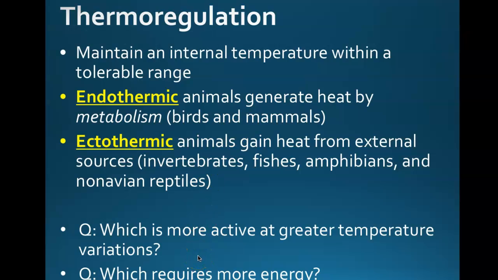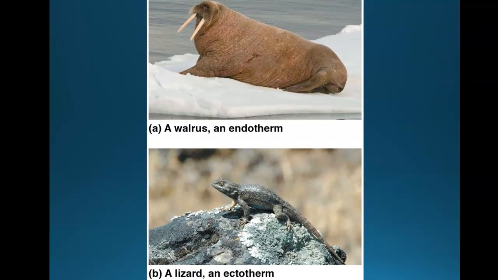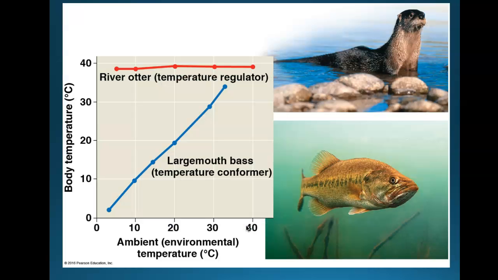Which one requires more energy? Also the endotherm. The endotherm is going to require more energy because that is how it regulates its temperature internally. The ectotherm, when it's cold, is going to slow down and get heat from its environment. All right, our example of an endotherm would be this walrus right here. Look how chubby that walrus is. And then your ectotherm is going to be a lizard. So just two examples of how animals can regulate temperature. All right, and this chart right here is going to show how the endotherm maintains a constant temperature, while the ectotherm's temperature is going to vary due to the environment it's in.